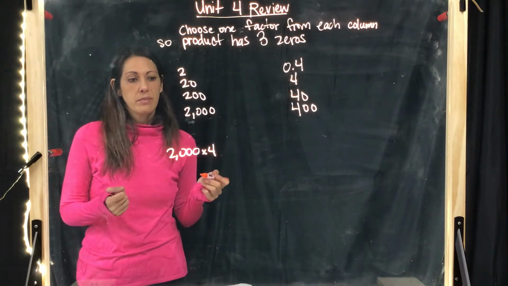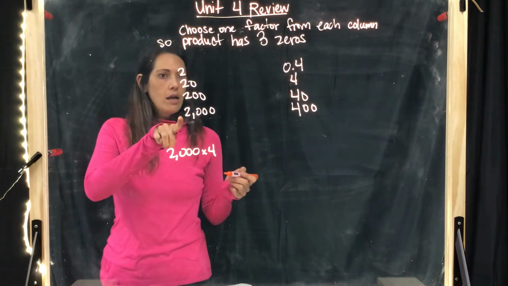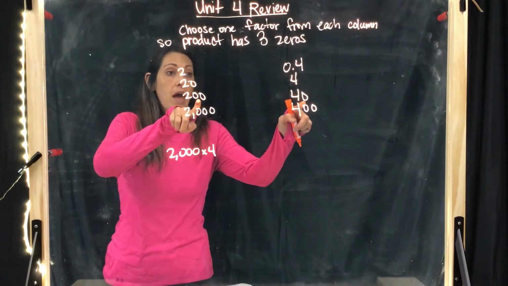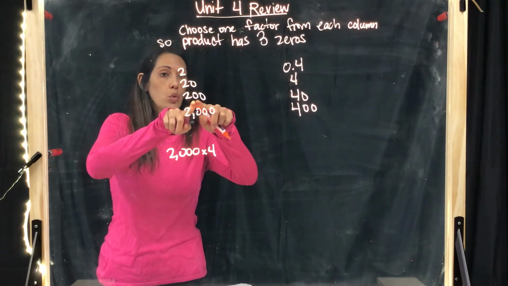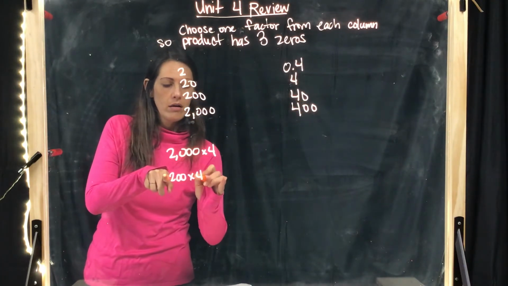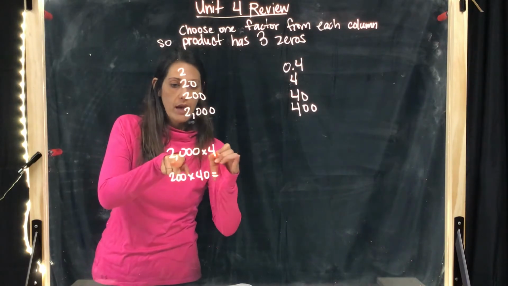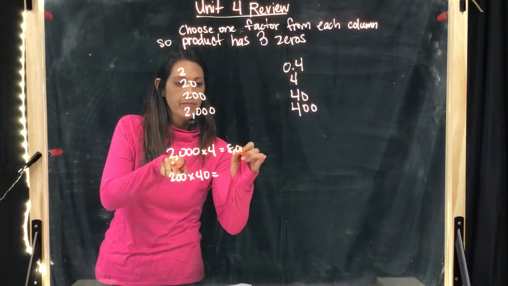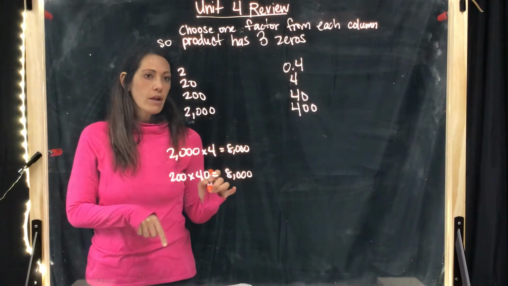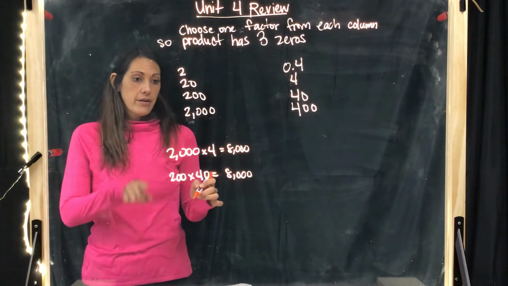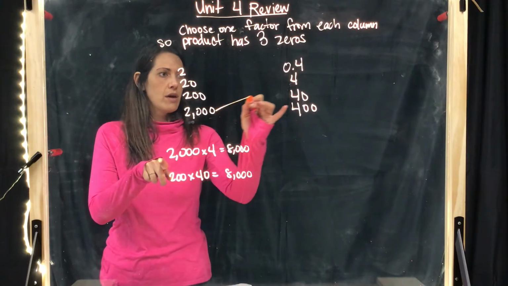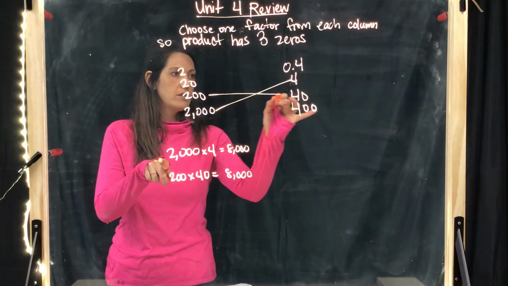Let's find another possible answer. I need 3 zeros. Let's see. There's 2 zeros here, which means I would need 1 zero here, and that would make 3. So 200 times 40 would get me 3 zeros. Again, that's 8,000. Let's find another possible answer. So we have these two that will work.